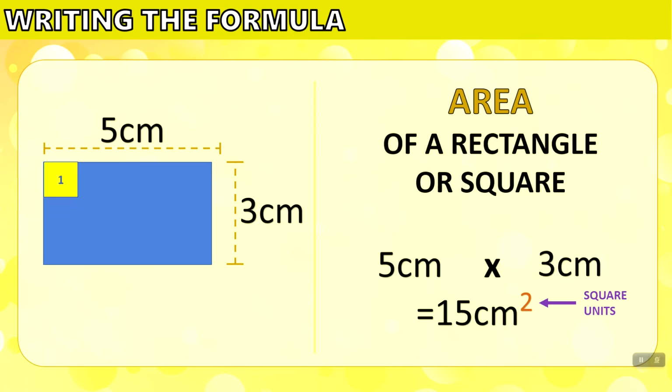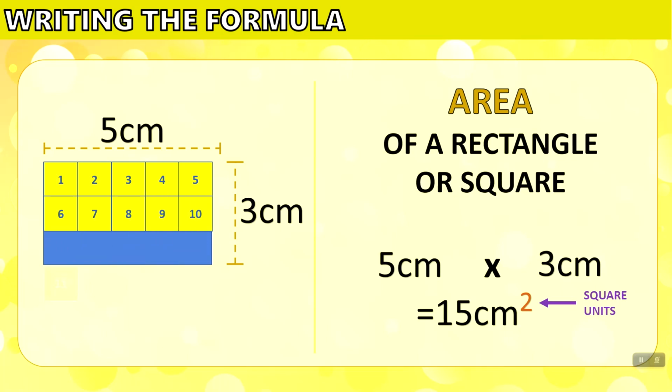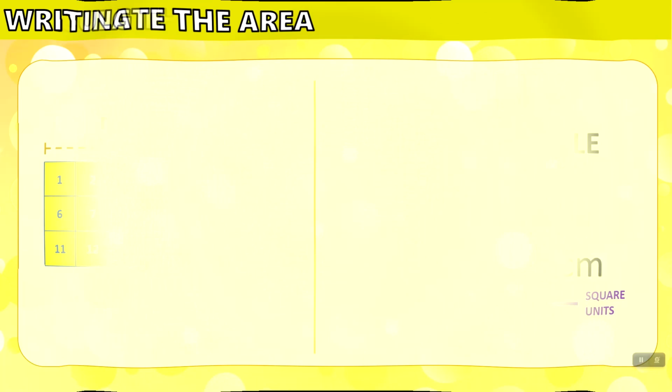And if we take a look, if we place squares one by one on top of the shape, we can see that we have 1, 2, 3, 4, 5, 6, 7, 8, 9, 10, 11, 12, 13, 14, 15 square units it takes to cover up the shape. So the area is 15 centimeters squared. The little 2 means square units.